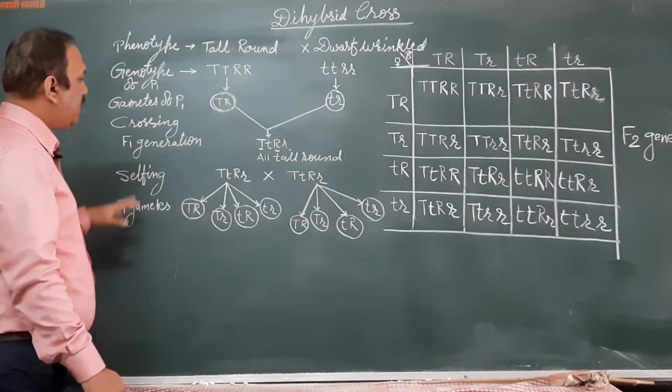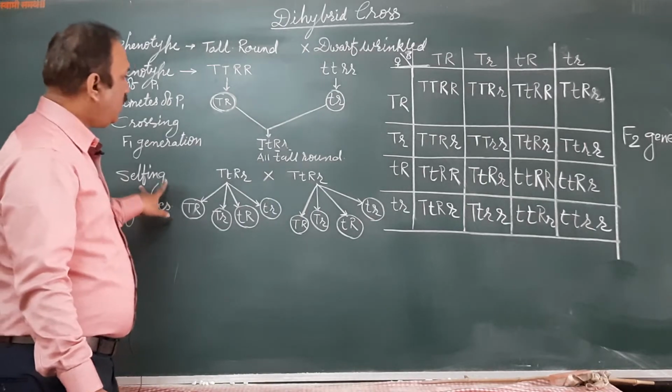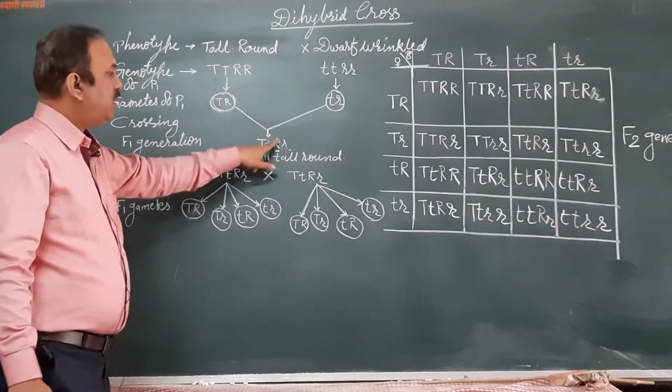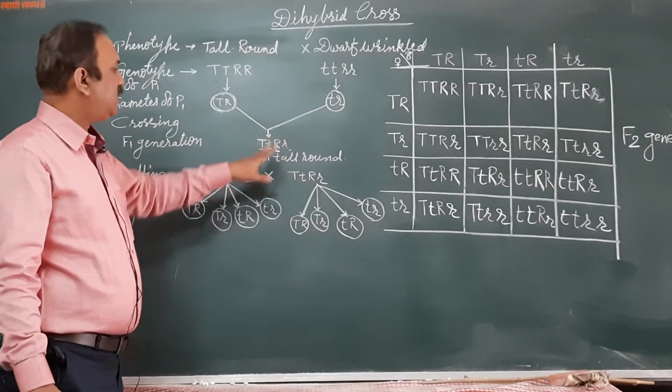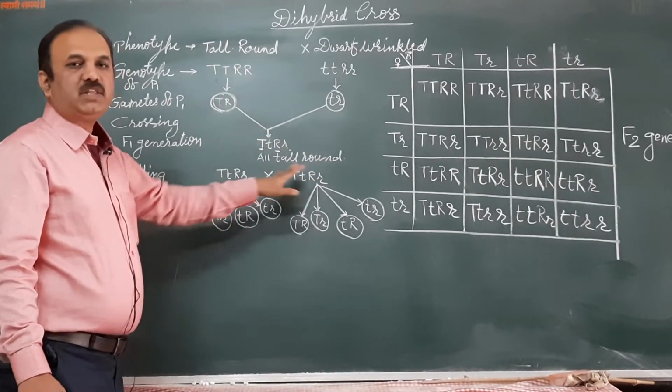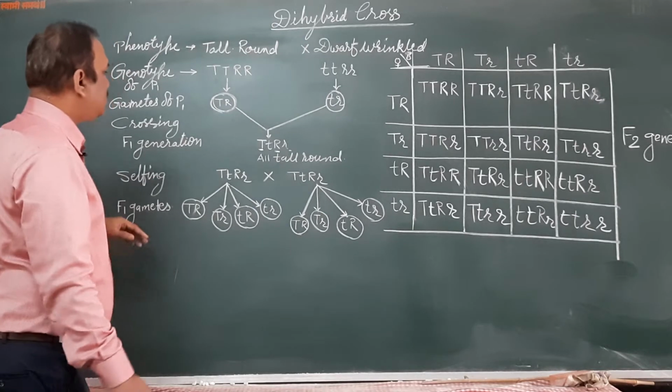Now the next step is selfing. Selfing means the F1 hybrids are self crossed, meaning two plants of the F1 generation are crossed with each other. Again the same step.